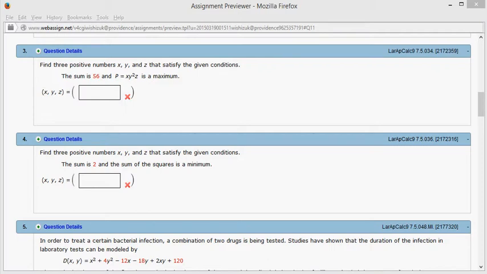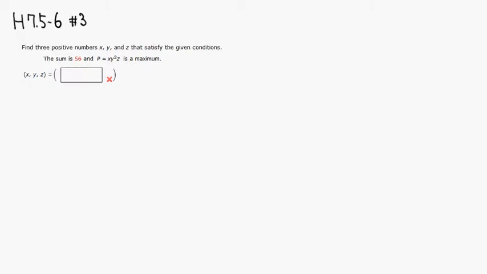Alright, let's look at the homework 7.5, 7.6, problem number 3. We want to maximize xy squared z given that the sum has to be 56. So p is xy squared times z, and x plus y plus z is equal to 56.